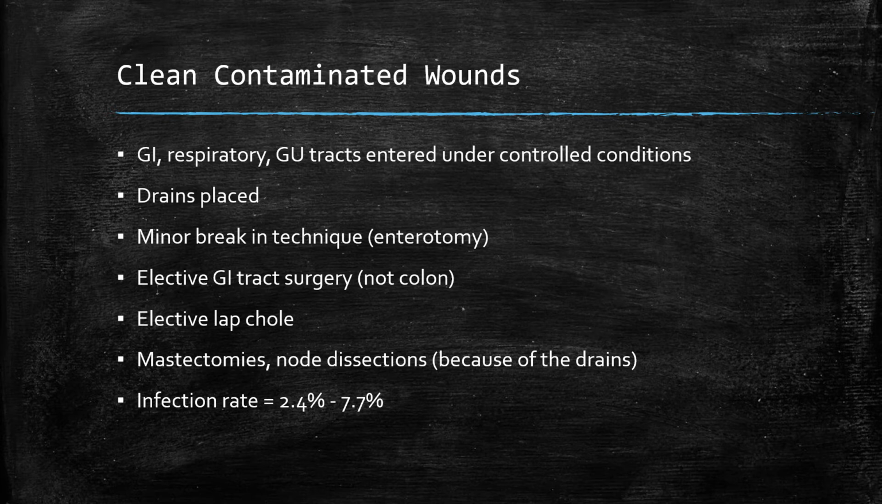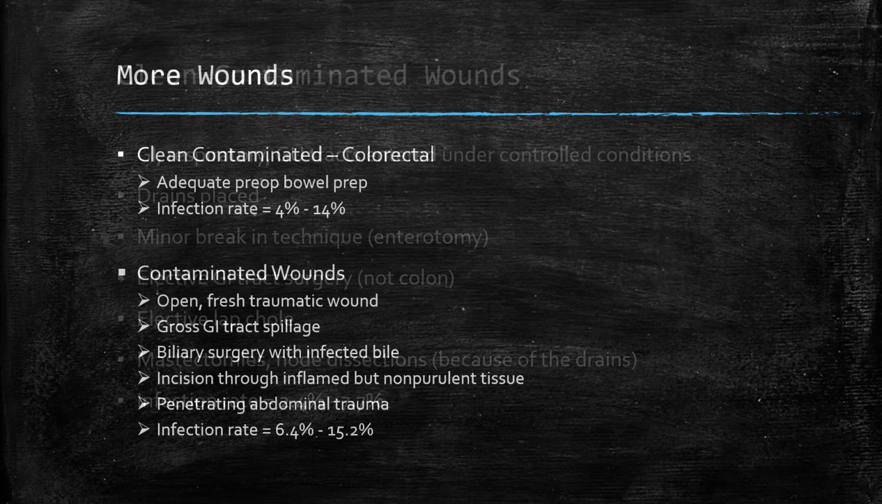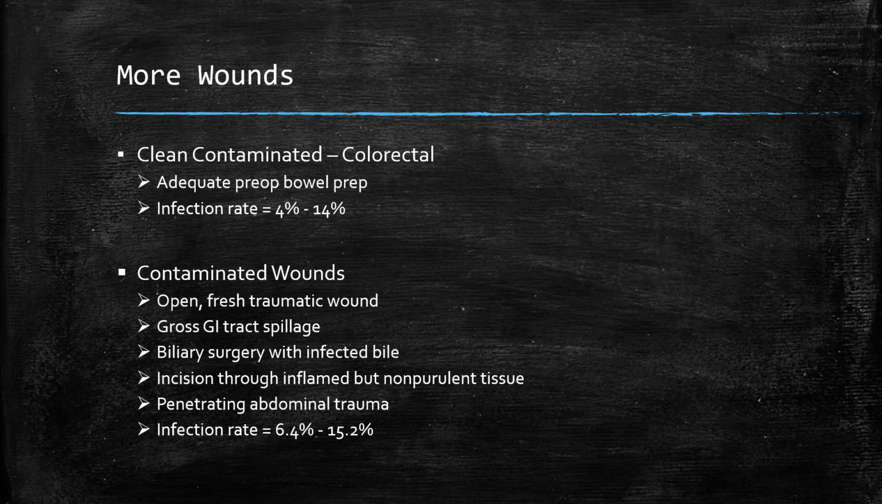Because there's a variety of different cases that fulfill the clean contaminated criteria, the infection rate varies quite a bit, from a low of just over 2% to a high of just below 8%. Some wound classification systems put elective colon resections into their own subcategory of clean contaminated cases. The reason to do this is that even in spite of adequate bowel prep, these patients have an infection rate that might be as high as 14%, which is substantially higher than the other clean contaminated cases that we've talked about.